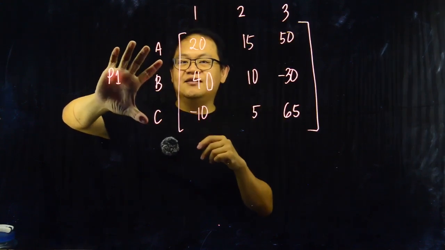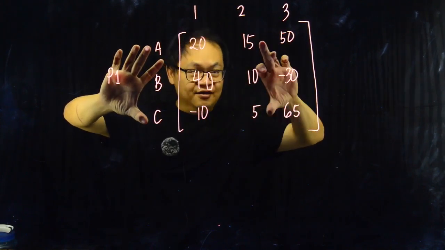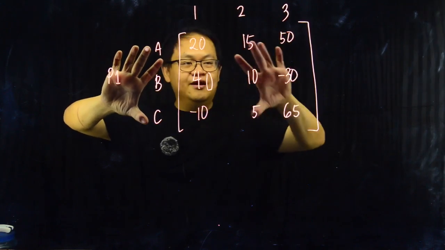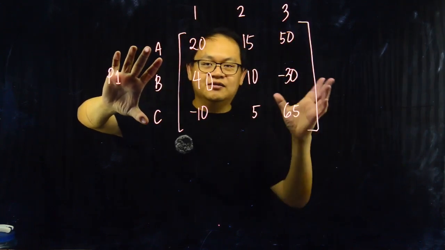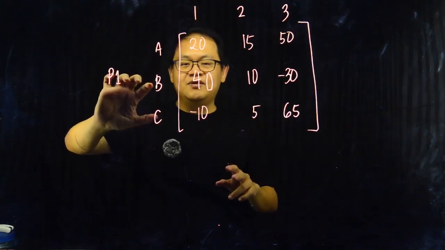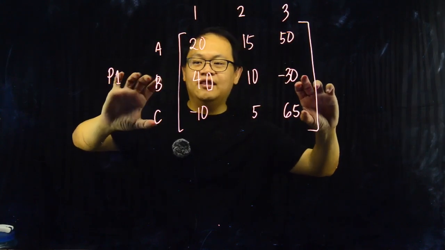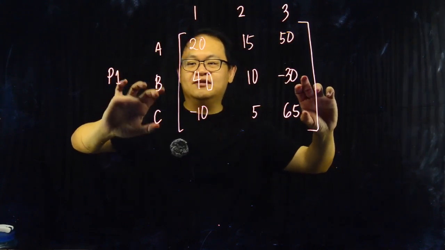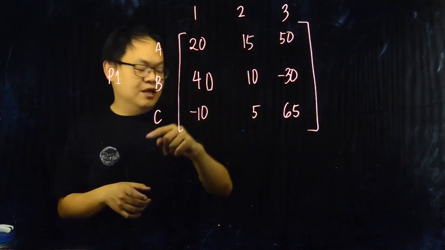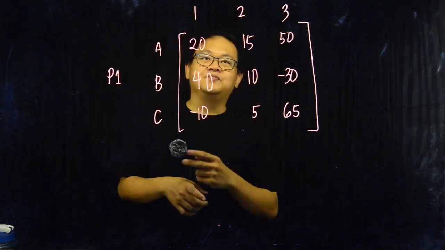Let's check A and C. Higher, 20 is higher than negative 10. Higher, 15 is higher than 5. Lower. So higher, higher, lower. So there is no clear winner between A and C. Let's check B and C. Higher, higher, lower. So again, there is no clear winner between B and C. So you've actually checked all possible pairs of player 1 strategies. So we can now go to player 2.